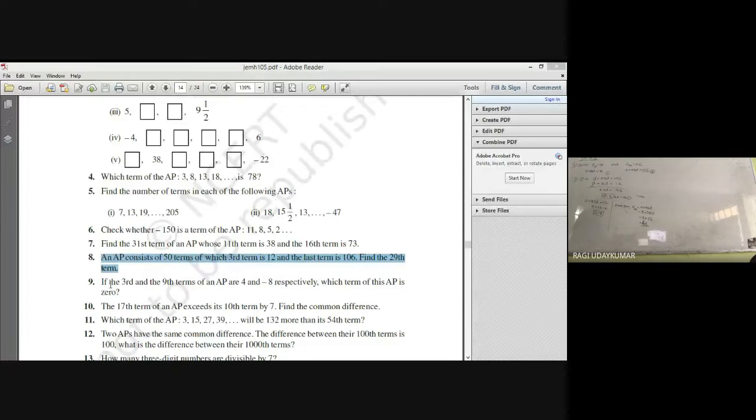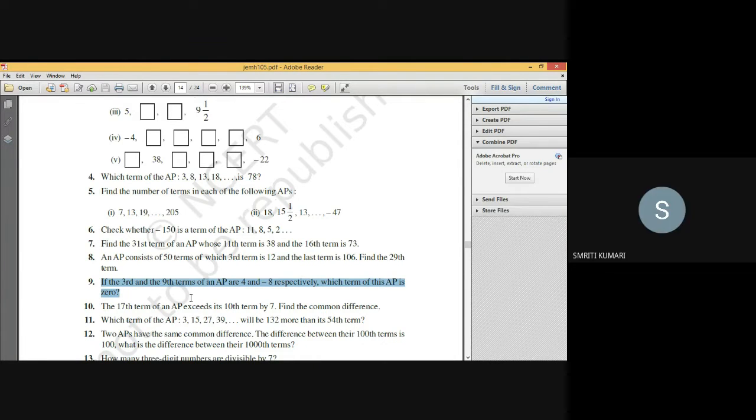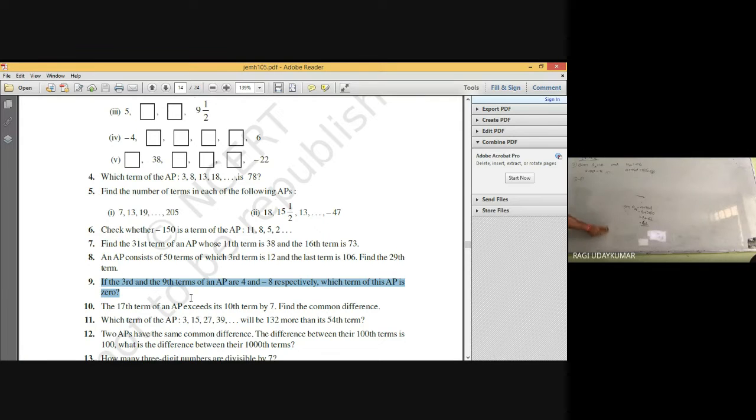Next question, the ninth question you see here. The third and ninth terms of the arithmetic progression are given respectively, and which term of the AP is 0? So which term of the AP is 0, what to do in this situation? Same, A n is equal to 0. A and D we need to find out. After finding A and D as we found in this problem, in the same way you need to find out the A and D.